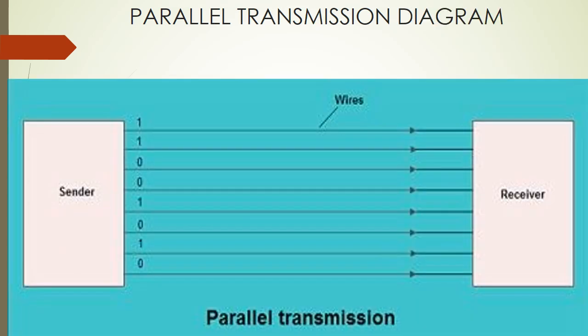Let's take a look at this parallel transmission diagram. Here is the sender, then here is the receiver. We see our data, which are 1, 1, 0, 0, 1, and so on. Then we have our n lines, which is the number of lines. As we said earlier, the sender and receiver have to connect those wires together in order for communication to be transmitted simultaneously.